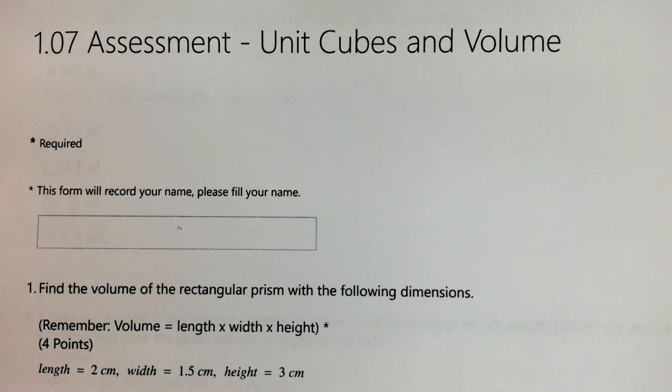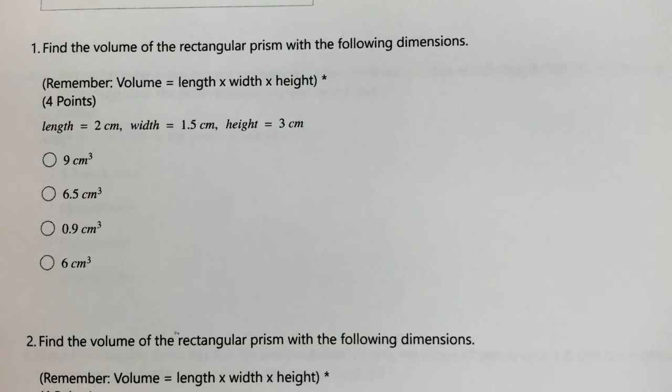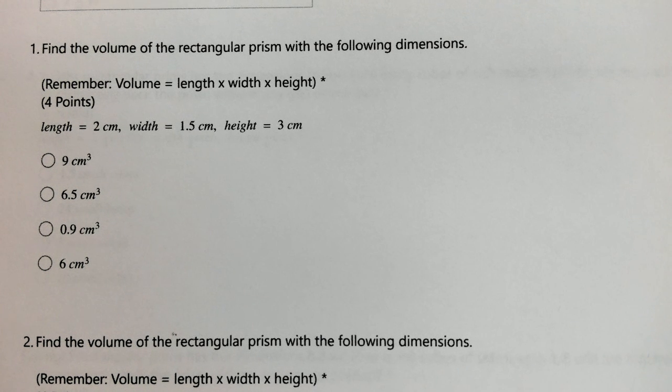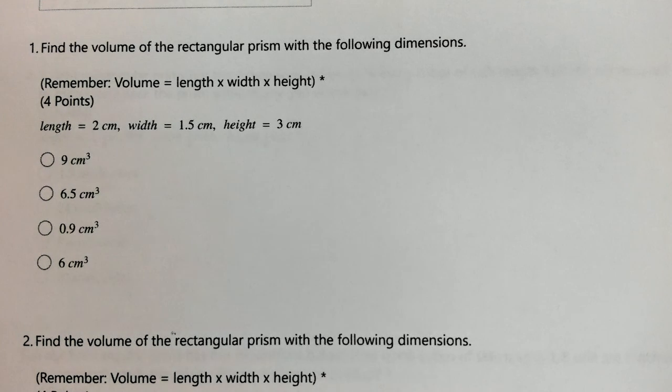I'm going to go through the solutions to the 1.07 assessment, unit cubes and volume. So we're going to start with this first example. It says, find the volume of the rectangular prism with the following dimensions. Remember, volume equals length times width times height.